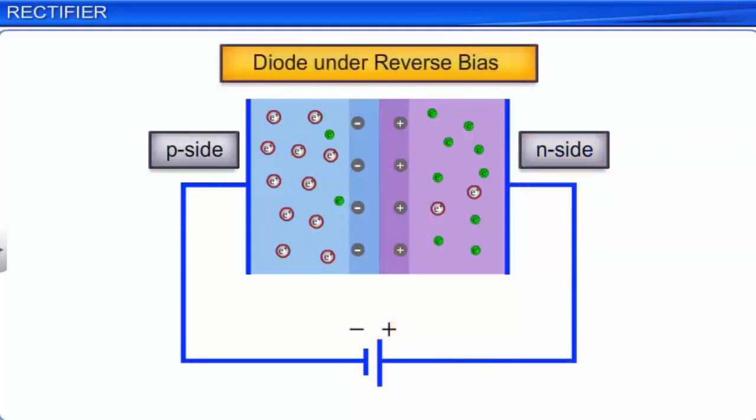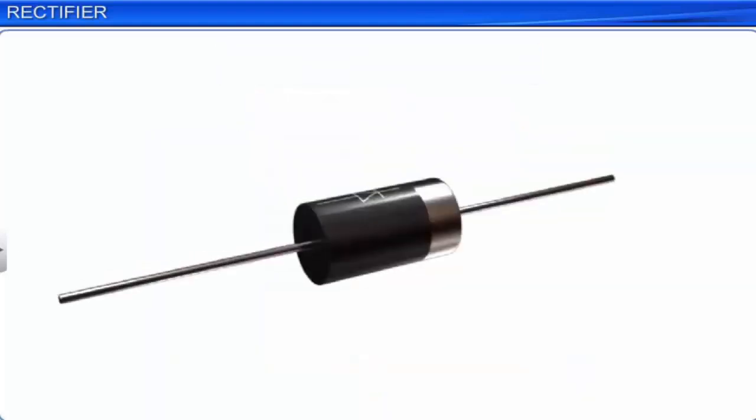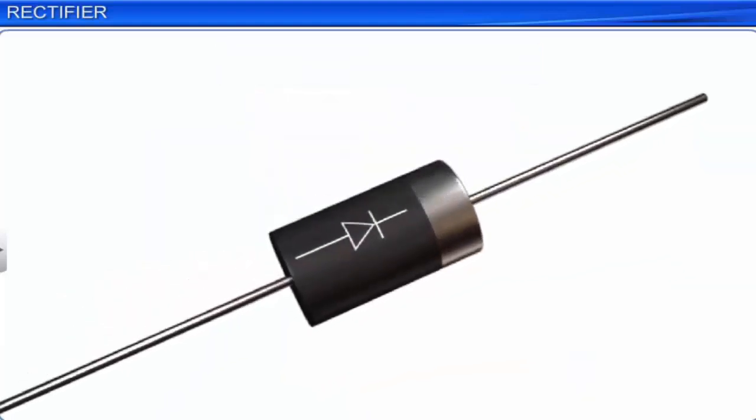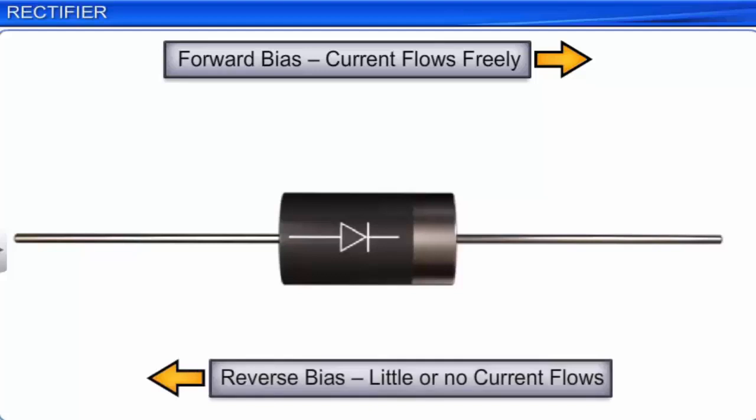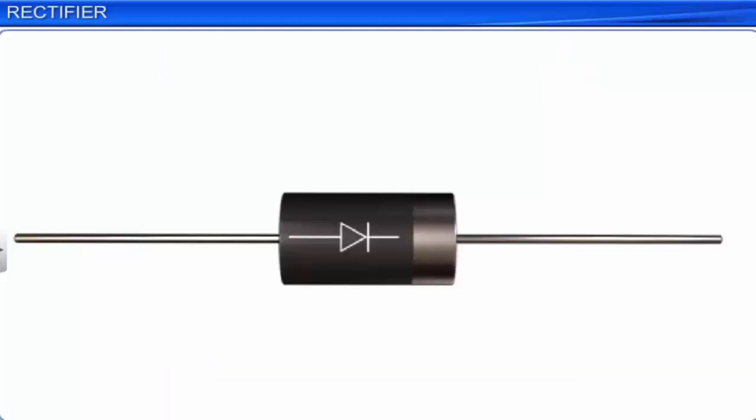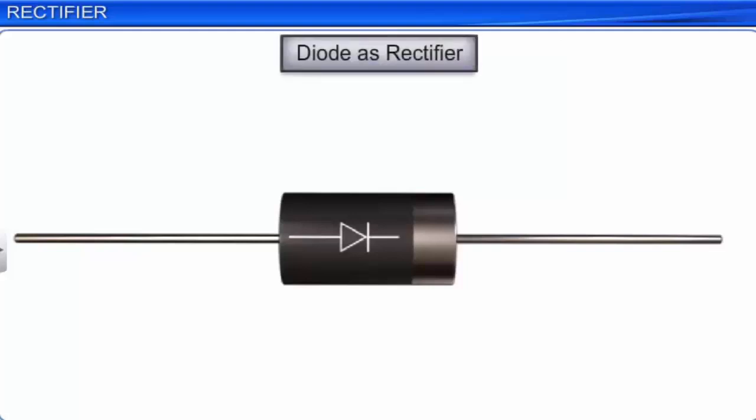You have also learned that a diode allows free flow of electric current under forward bias, but allows little or no current to flow under reverse bias. This property allows a diode to work as a rectifier. A rectifier is a device that converts alternating current into direct current.